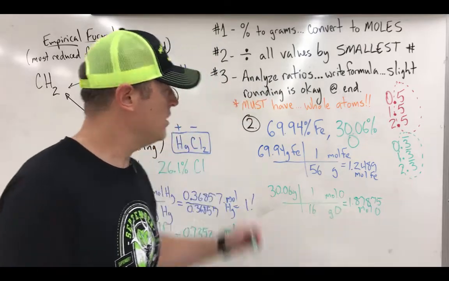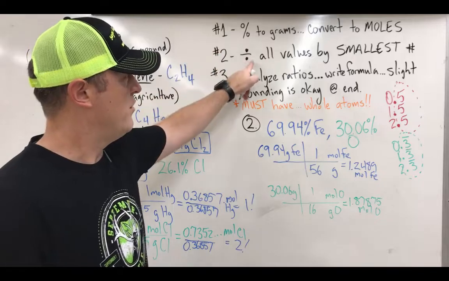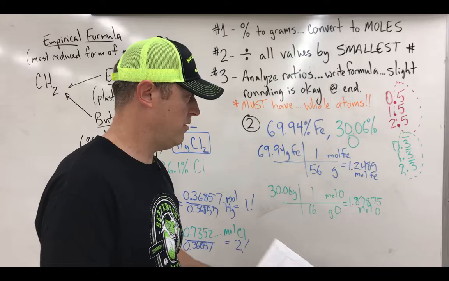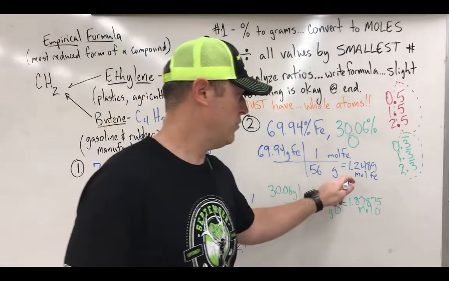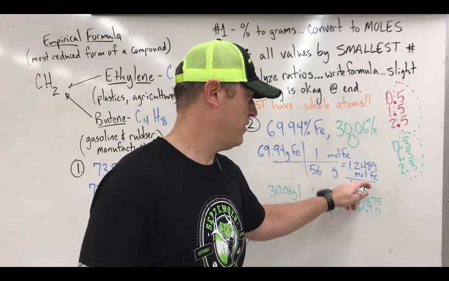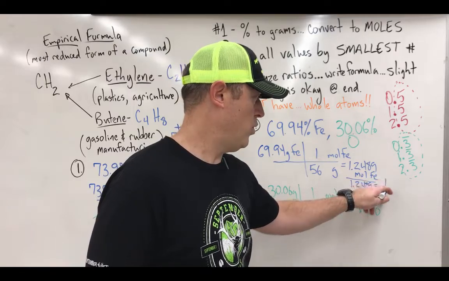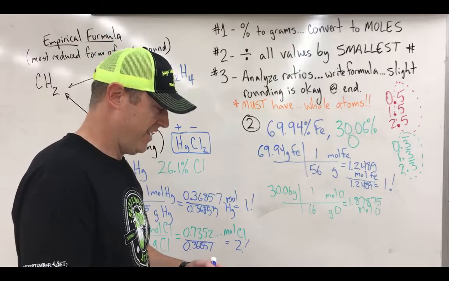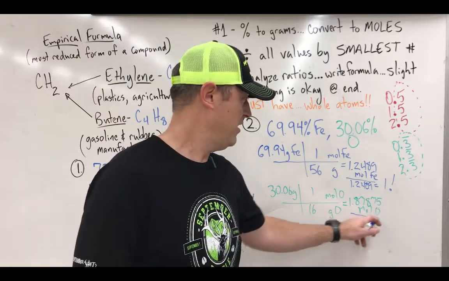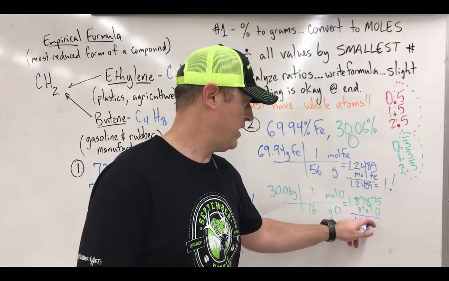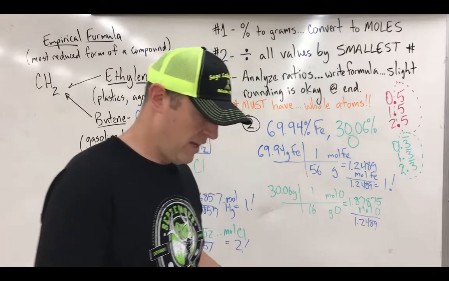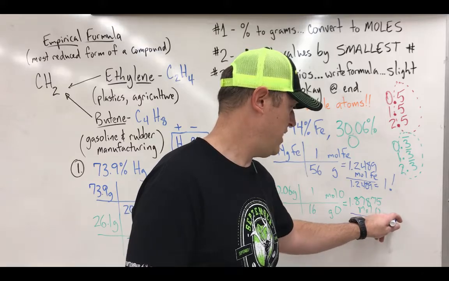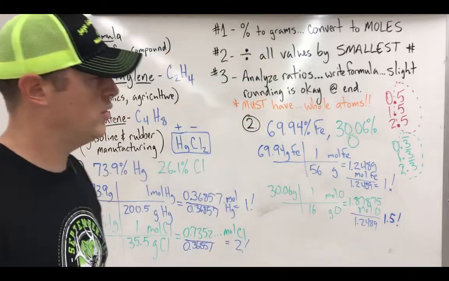Okay, I'm going to divide, so I'm on step 2 now. Divide all values by the smallest. The smallest is our iron number. So obviously, when I divide this by itself, we are going to get 1. I'm just putting the exclamation point just to kind of drive this home. You don't feel like you have to put that. Okay, divided by 1.2489. When I do that, my answer is going to be 1.5. What do I do with that?